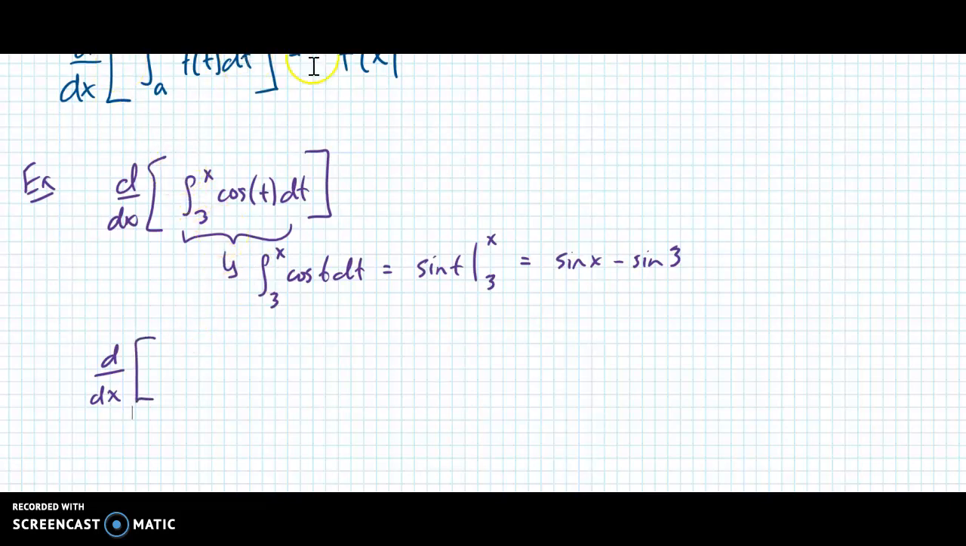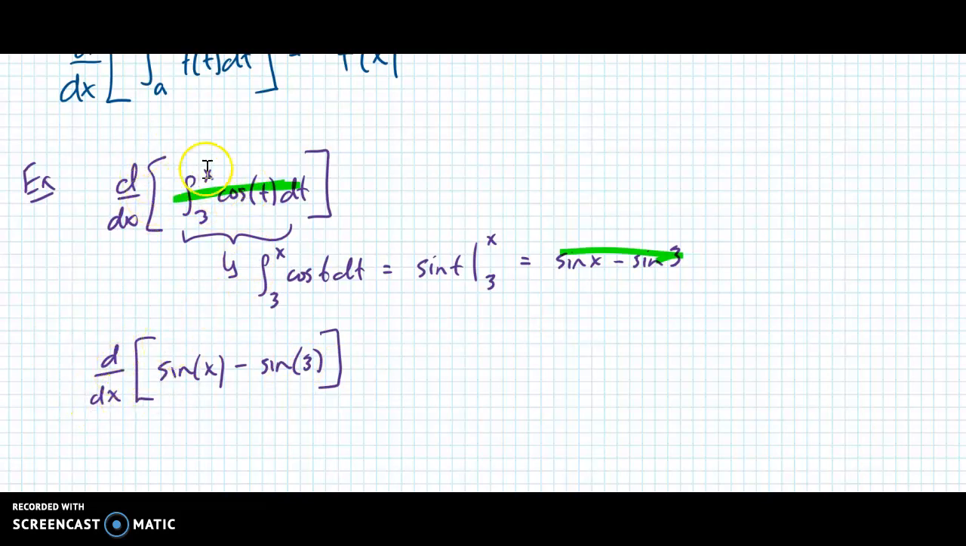I'm going to replace this with that because they're the same thing. So that gives me sine of x minus sine of 3. Now, notice, first off, there are no t's in this, right? So I can't take the derivative with respect to time because there are no t's. So it should make sense that I'm doing a derivative with respect to something other than time.